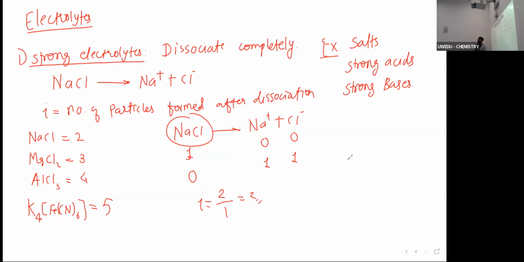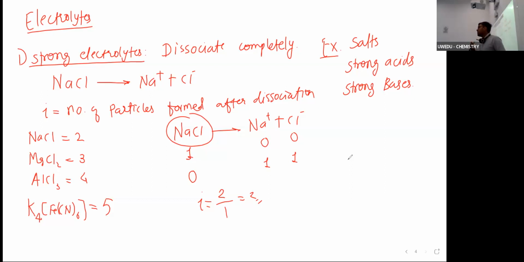Okay, another question. Is AgCl strong or weak? Have you heard about AgCl? It is a sparingly soluble salt. So what is it, strong electrolyte or weak electrolyte? Strong electrolyte. So AgCl, although it is a sparingly soluble salt, whatever is soluble will dissociate completely, and that's why it is a strong electrolyte.